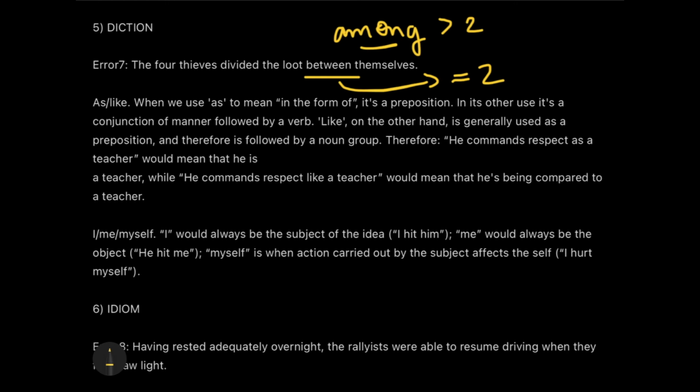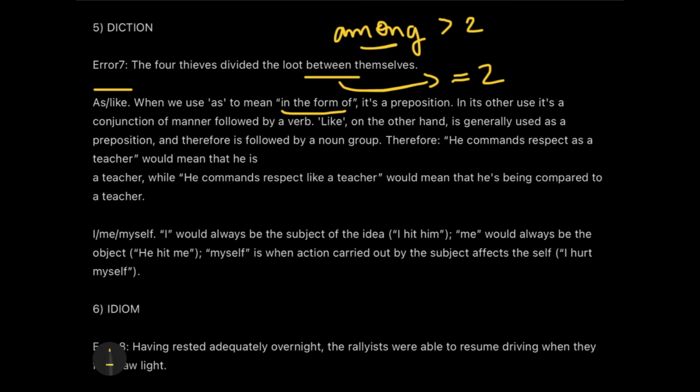Similarly, like that, as and like के बीच में भी एक basic difference होता है. As and like में क्या difference होता है? When we use as to mean in the form of. So that means in the form of, okay, it is a preposition, and its other usage is also as a conjunction of manner followed by a verb. Okay, but like का difference क्या होता है? Generally हम क्या करते हैं? As और like को साथ में, you are like him, you are very much as him, okay, like this. But ये सही नहीं है.